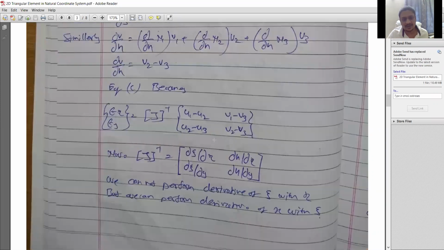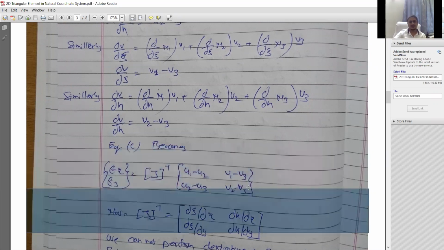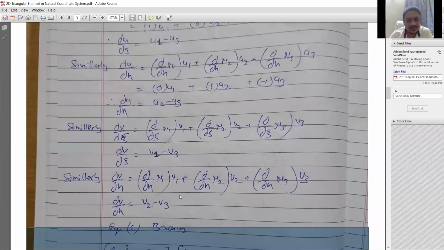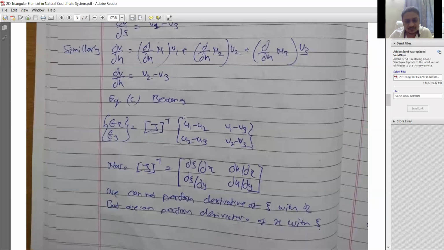So this entire matrix will now take shape: epsilon x, epsilon y will be nothing but the inverse of the Jacobian matrix multiplied by u1 minus u2, u2 minus u3, and here you have v1 minus v3 and v2 minus v3, like this. So now we have to calculate the second part, that is the inverse of the Jacobian matrix. If you refer to the earlier equation, you will find this much portion is your inverse of the Jacobian matrix, that is d xi by dx, d xi by dy, and d eta by dx and d eta by dy. So all these values we can write over here.